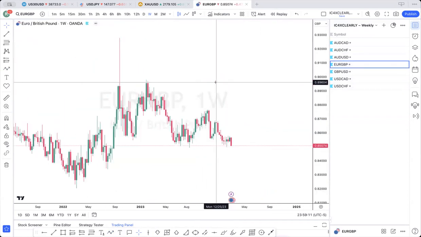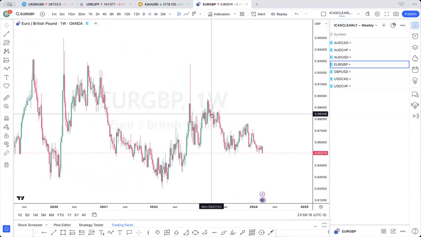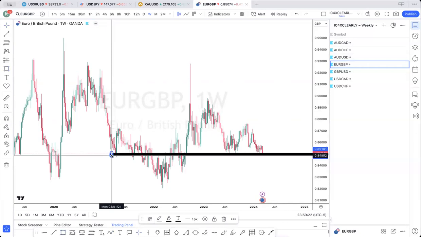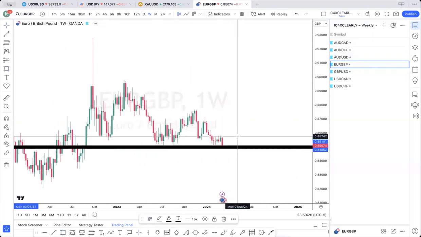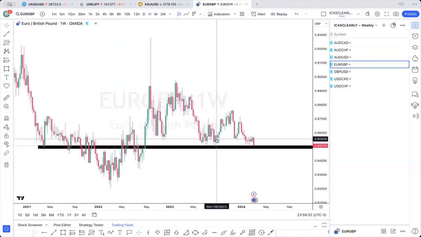Euro GBP. We have a weekly bearish order block. And as you can see here, this is a strong key level. And price is now tapping yet again. As we can see, these levels are strong where they've tapped in here, here, here.